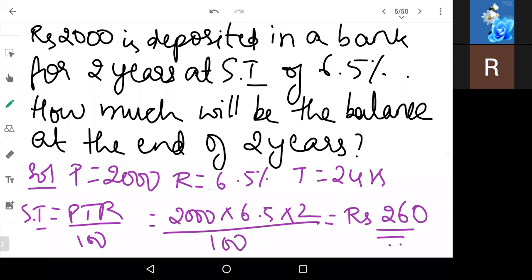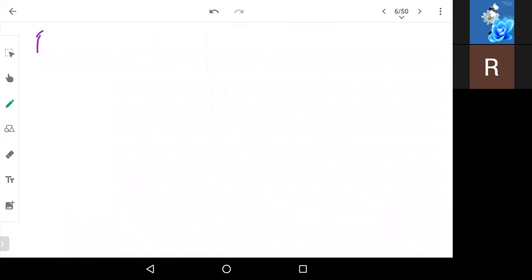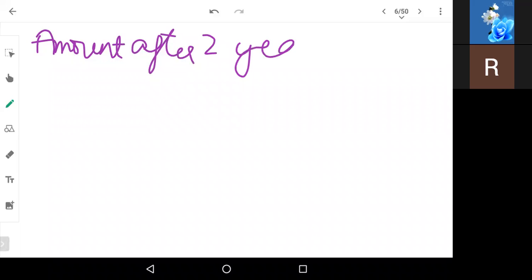But they are asking us the amount. What will be the balance after 2 years? So which means we have to find out the amount after 2 years, which is nothing but amount is equal to principal plus interest. It's not only interest. Don't multiply it with 2. It's not only interest, but it is also the principal which is supposed to be shown.